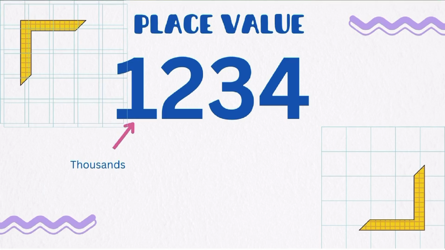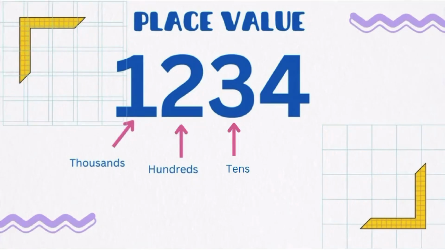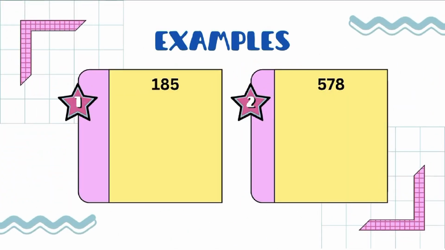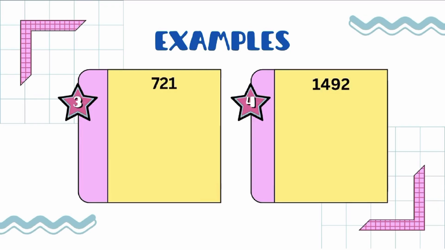These are thousands, hundreds, tens, and units or ones. As you can see in this example, the 1 is in the thousands place, the 2 is in the hundreds place, the 3 is in the tens place, and the 4 is in the units place. Let's work on a few examples together. We've got the number 185, 578, 721 and 1492.